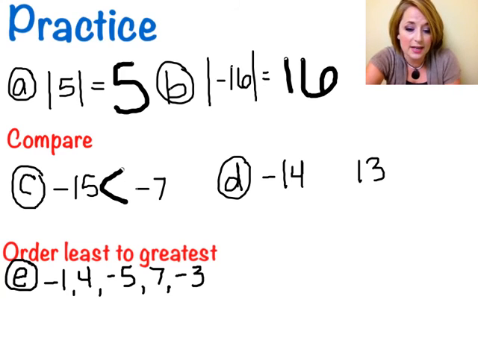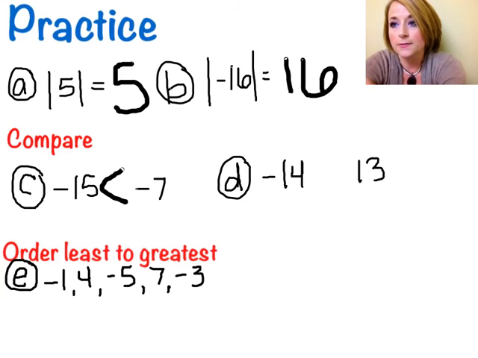Another comparison, negative 14 and positive 13. When you have different signs like that, just think which one's positive, that's the one that's greater. So negative 14 is less than 13.